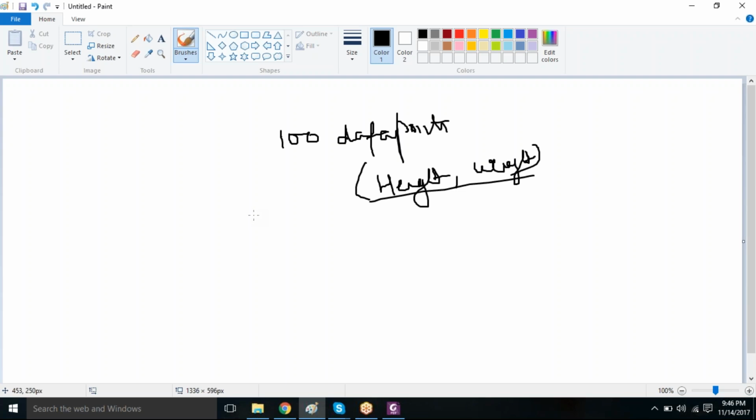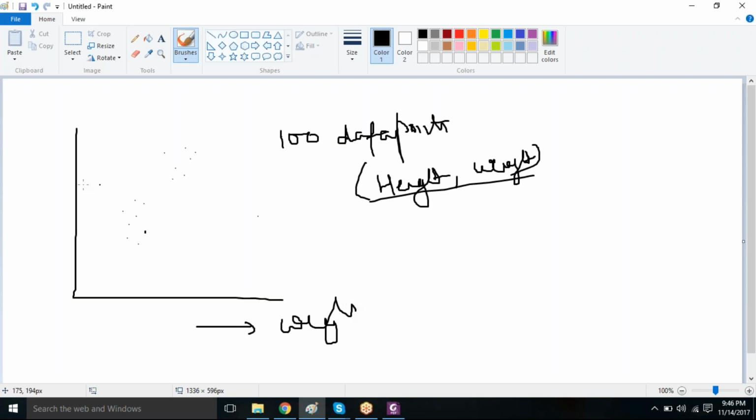If I say that in this population you have to find out which are the people who are of similar body type, what you will do is, these 100 points will be scattered something like this. Let's say this is weight, and this is height. So all these 100 data points will be lying somewhere like this.